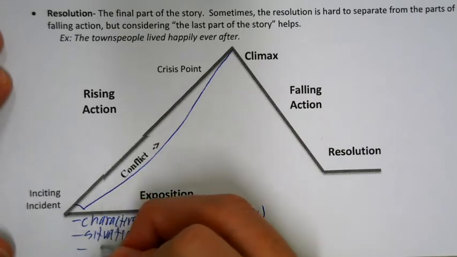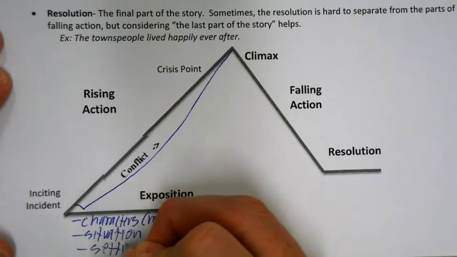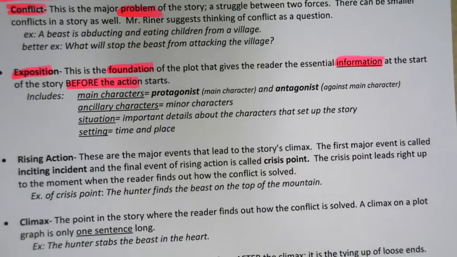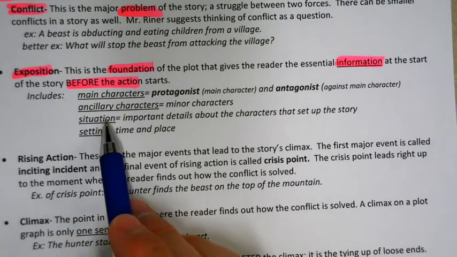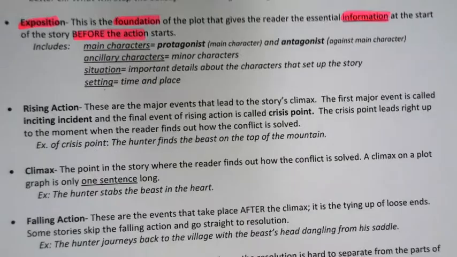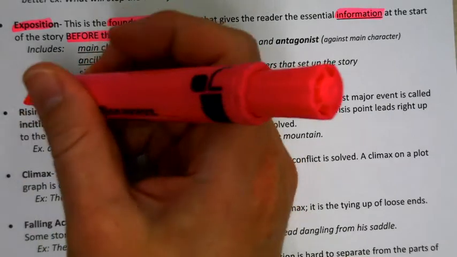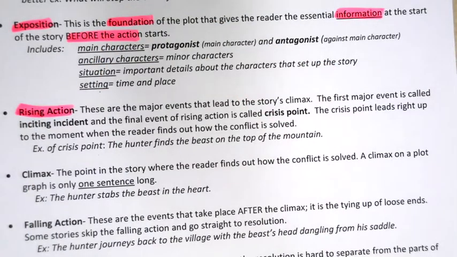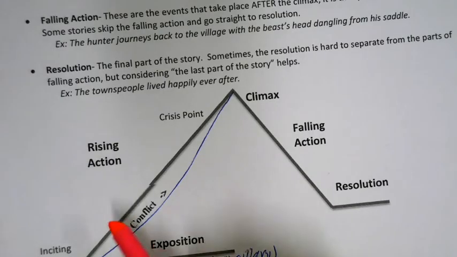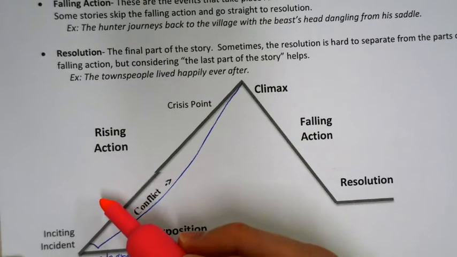And then we have the setting. Remember, time and place, not always perfectly told to the reader from the story. Character, situation, setting are all part of exposition. Next part is the rising action. These are the major events that lead to the story's climax. So rising action is this whole part here.